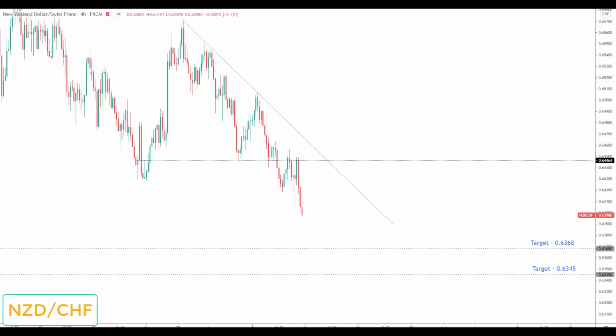And finally, the non-US dollar pairs that I like going into next week, starting with New Zealand Swiss franc. New Zealand Swiss franc is selling off to the downside. We do have some nice momentum after breaking out of this intraday range here.